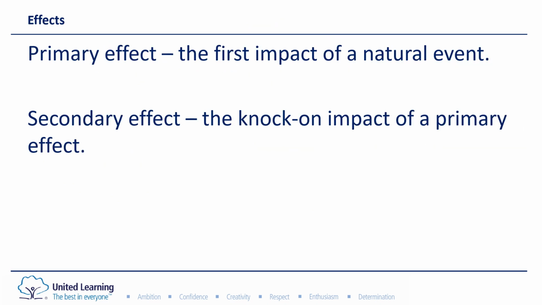Brilliant, let's go. So when we're talking about effects, they can be categorised into two. We've got a primary effect. This is the first impact of a natural event. This could be homes being destroyed, this could be the total economic damage, this could be death, this could be injury. And then the secondary effects are the knock-on impacts of primary effects. So this could be homelessness, outbreaks of cholera, looting, landslides. What I really want is for you to be clear that the primary effects happen first, secondary effects are as a result of the primary.